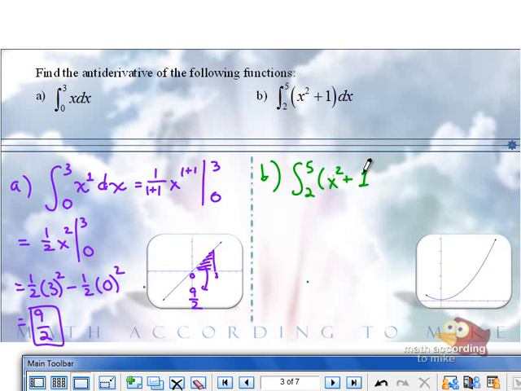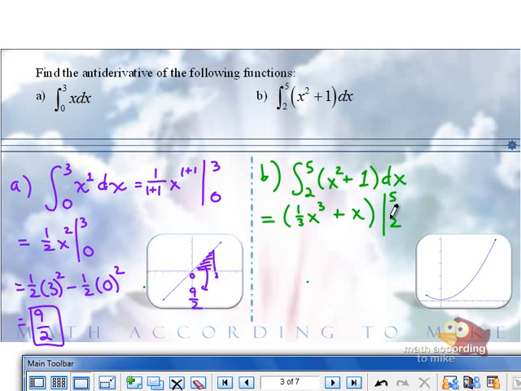So notice again, this is another power rule. Thinking about the power rule, how would you rewrite 1? X to the 0. So if you would, I'm not going to write the intermediate step anymore. What is the antiderivative of x squared? One-third x to the third. And what's the antiderivative of 1? X.